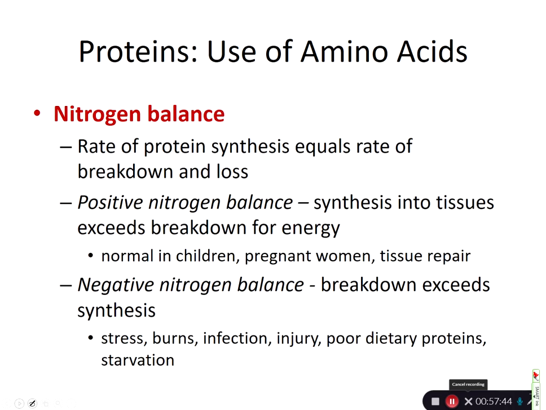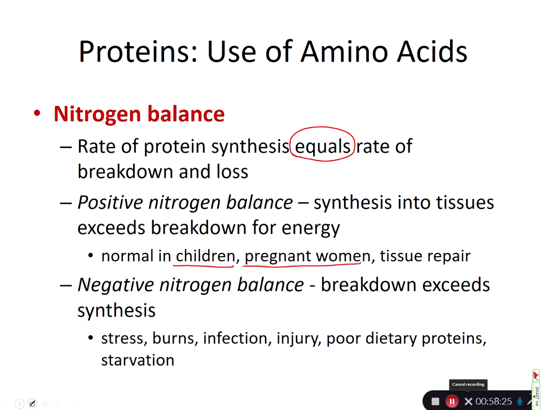So we do have what's called a nitrogen balance, and this is typically the rate of protein synthesis equals the rate of breakdown and loss. So you are making proteins at the same rate that you are breaking them down or losing them. Anytime you have a positive nitrogen balance, that means that you are making proteins faster than you're breaking them down. So usually you are building something up. This is really common in kids because they're growing. They usually have a positive nitrogen balance. They're constantly getting bigger, so they need to be making them faster than they're breaking them down.